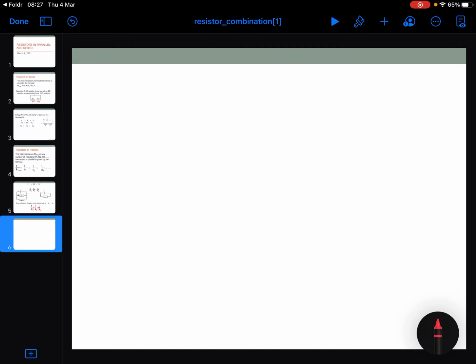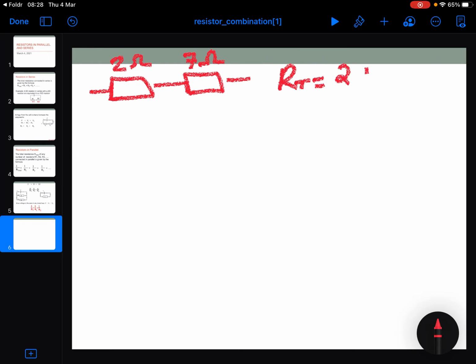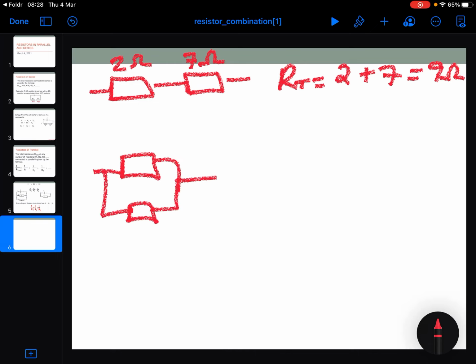So let's do a practice question. Series is nice and easy, but we'll do one anyway. So we've got 2 ohms, 7 ohms, RT is 2 plus 7 is 9 ohms. So really simple. Now let's do the same, but these resistors will be in parallel. So 2 and 7.